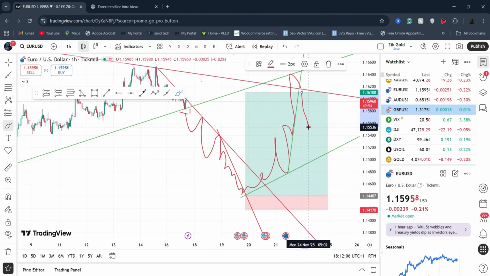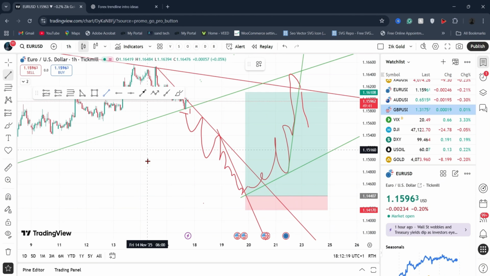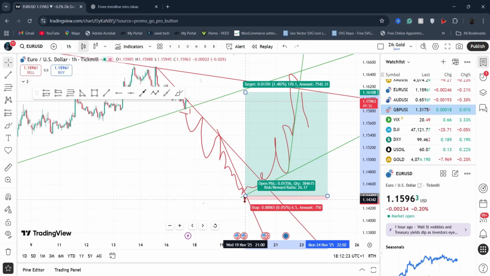But you're still exiting the market in profits. You can see where we bought. We are still exiting in profit. We would have set our stop loss already, or it would be at break even. Our stop loss would have been at break even.